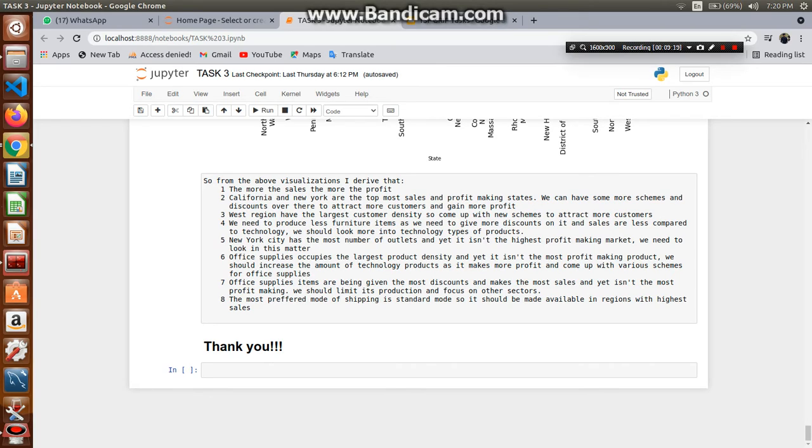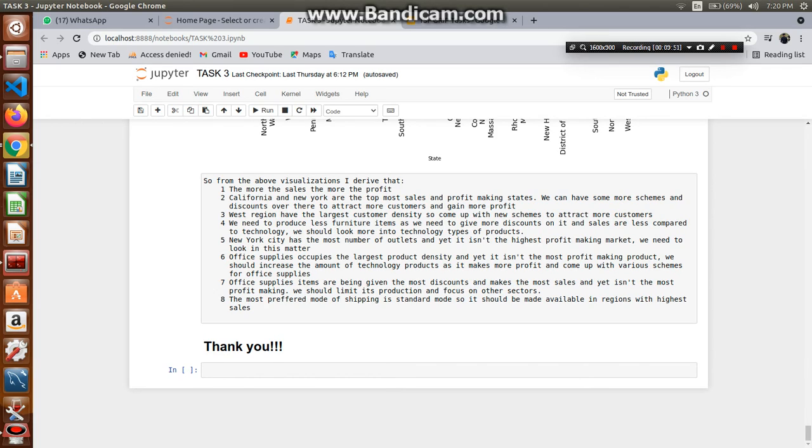After that, office supplies occupies the largest product density, and yet it isn't the most profit making product. So we should increase the amount of technological products, as they make more profit, and come up with various schemes for office supplies. Office supplies items are being given the most discounts and make the most sales, and yet it isn't the most profit making. We should limit its production and focus on other sectors. Other sectors include technology and furniture, which give us more profit.